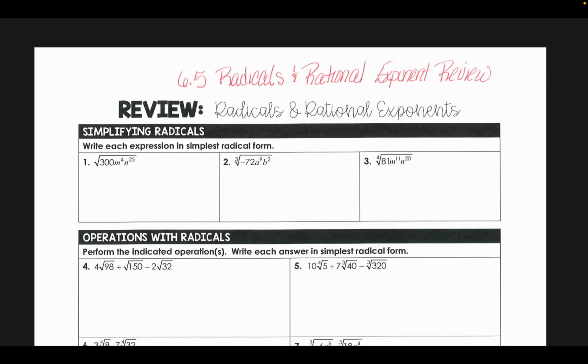Welcome everybody to Algebra 2, Section 6.5, Radicals and Rational Exponent Review. So there is nothing new in this lesson at all. This is purely review of lessons 1 through 4 smashed all together. So without further ado, let's dive into it.